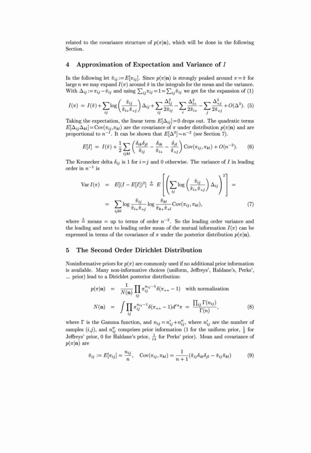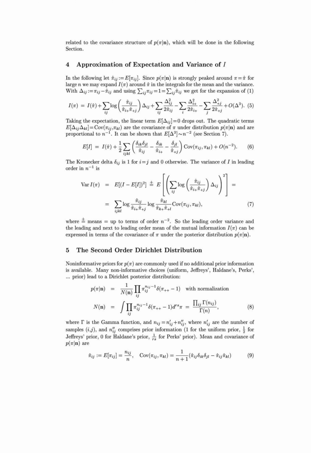The quadratic terms E[Δ_ij Δ_kl] are the covariance of π under the distribution p(π|n) and are proportional to n⁻¹. It can be shown that the covariance equals a term of order n⁻¹, where the Kronecker delta δ_ij is 1 for i equals j and 0 otherwise. The variance of I in leading order in n⁻¹ follows, and the mean is correct up to terms of order n⁻². So the leading order variance and the leading and next to leading order mean of the mutual information I(π) can be expressed in terms of the covariance of π under the posterior distribution p(π|n).